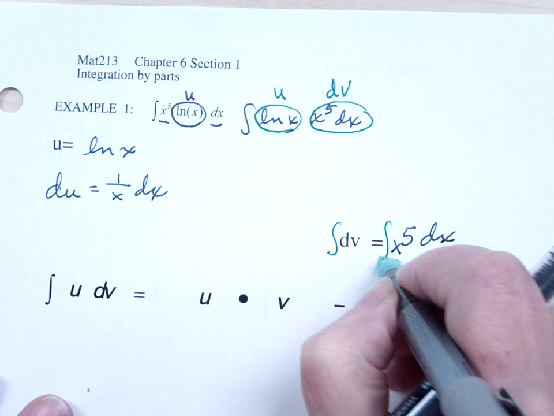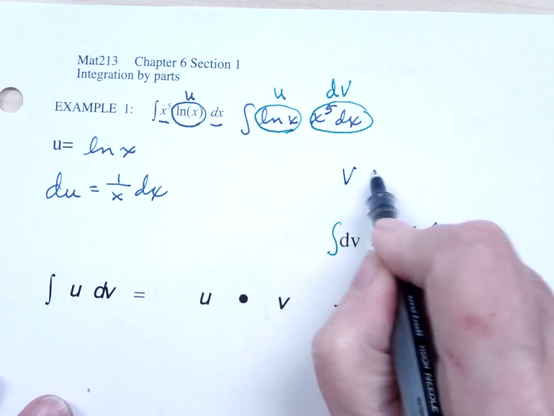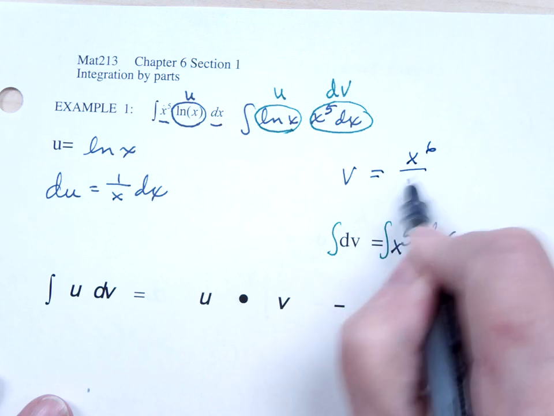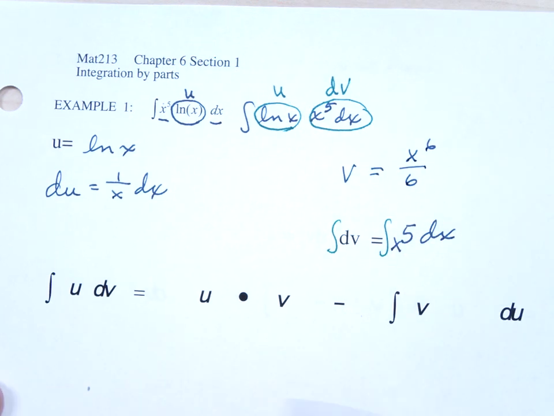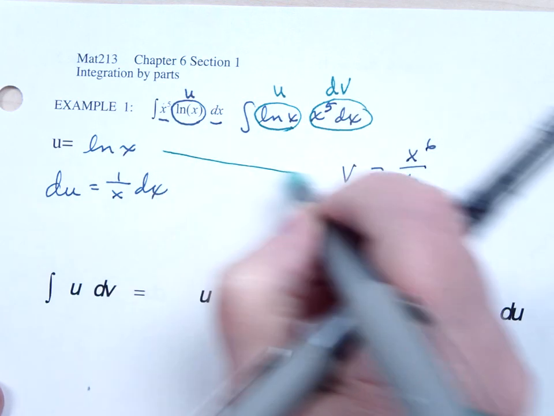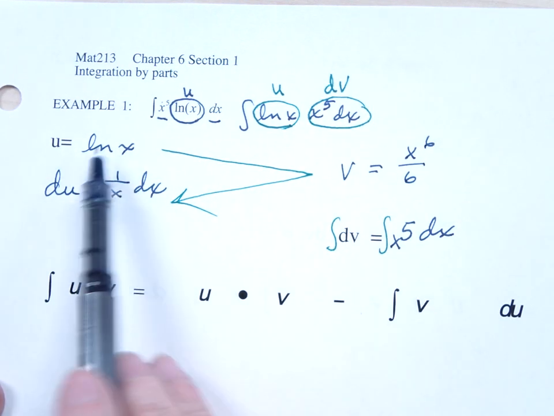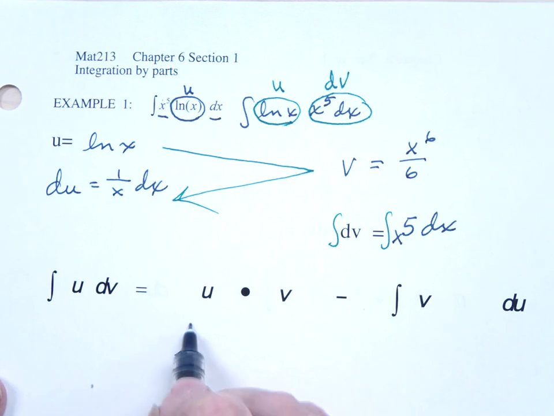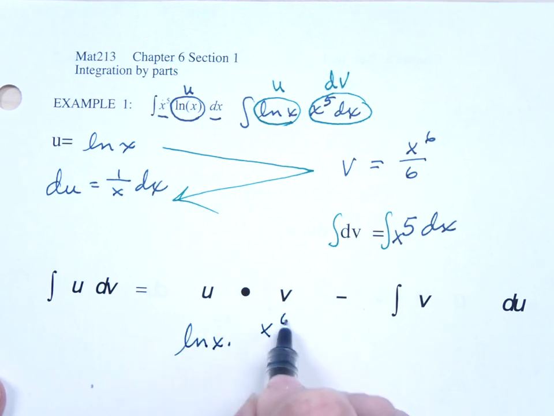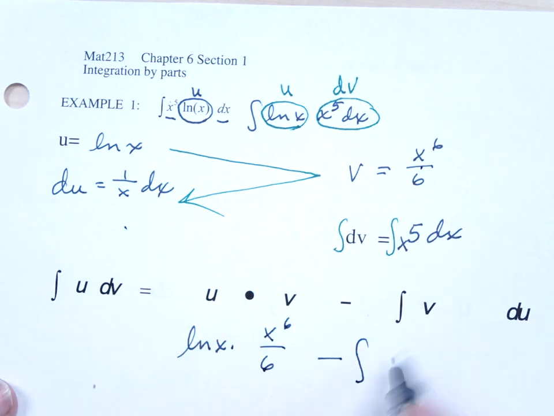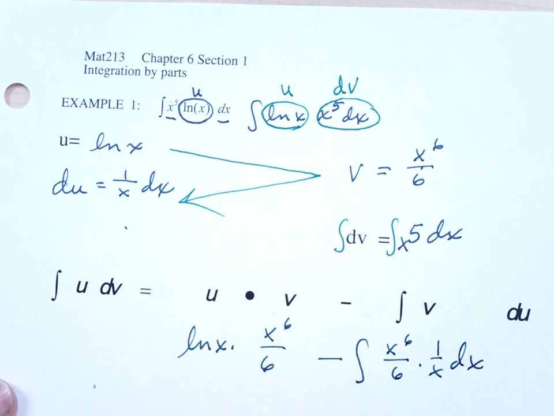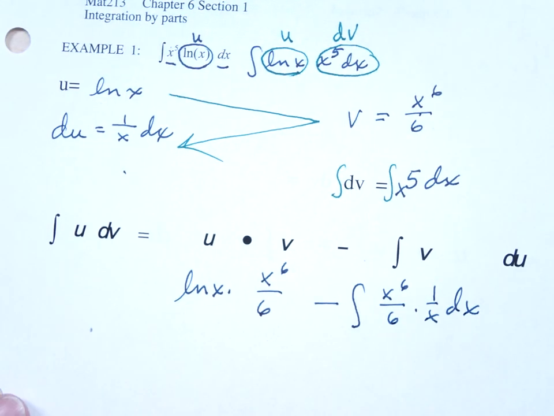So when you integrate both sides, you get v, which is x to the 6th over 6. And now, the way this thing works, we plug it in so that it's u times v, natural log of x times x to the 6th over 6, minus the integral of v du, which is x to the 6th over 6 times 1 over x dx. dx is the variable of integration.